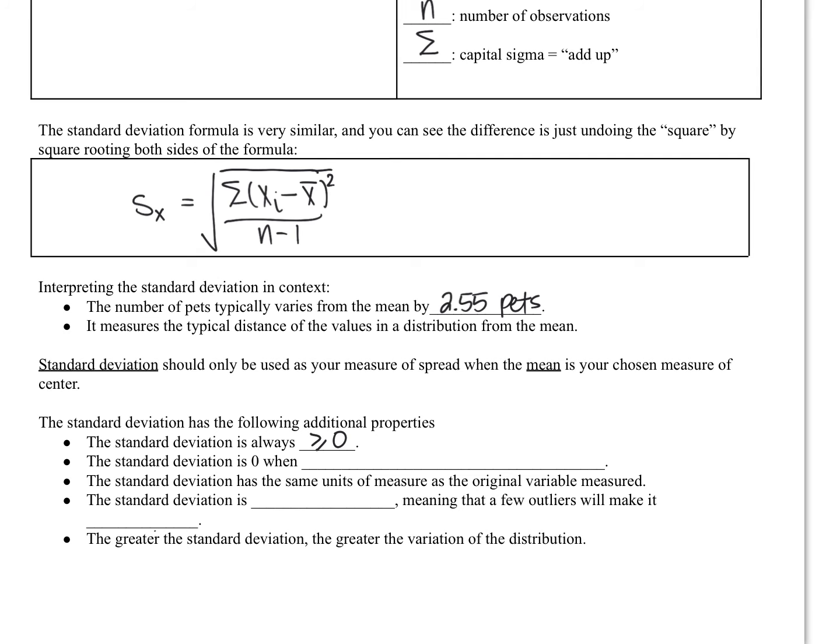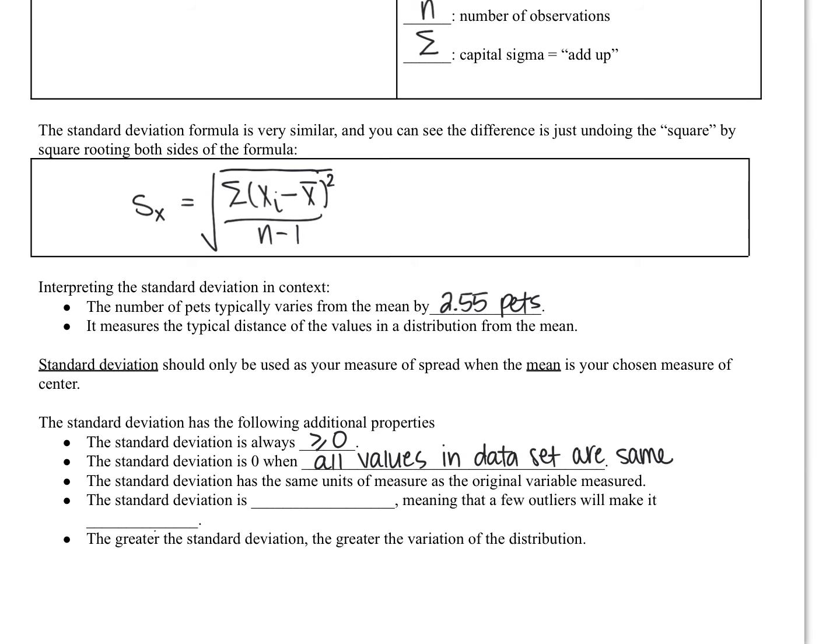Okay? So standard deviation can be 0, and it is specifically 0 when all values in the data set are the same. So standard deviation is talking about average distance from the mean. So if the distance is 0, it means the values are all equal to the mean, which means they're all the same. So standard deviation has the same units of measure as the original variable. So standard deviation and mean have the same units.